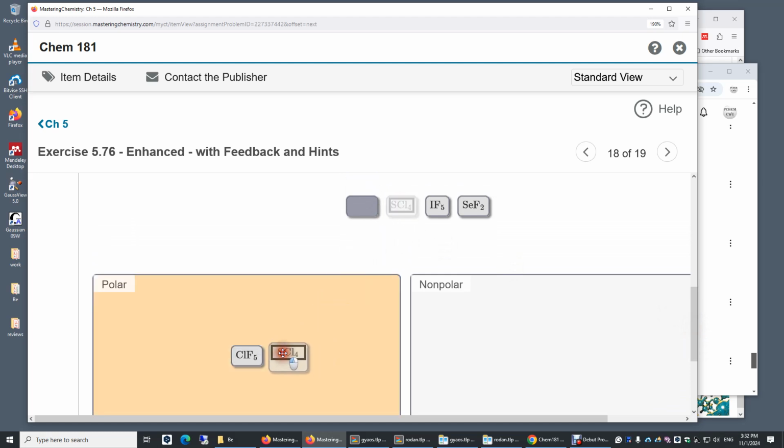SCl4, this is polar. This one adopts a seesaw structure because sulfur has 6 valence electrons. It uses only 4 valence electrons to form 4 sulfur-chlorine single bonds. There's a lone pair, so this is a seesaw structure. The bond polarities do not cancel.